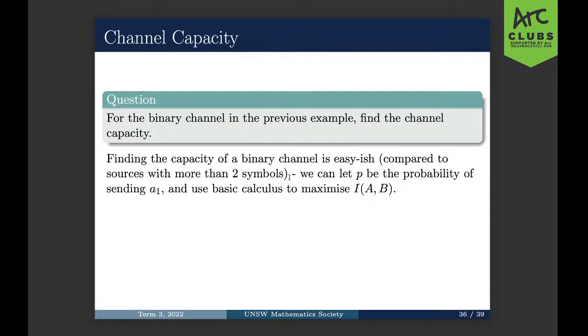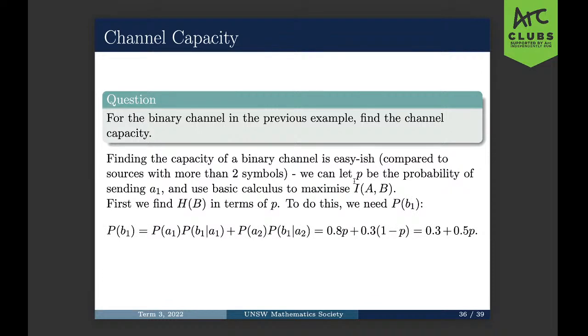To find the capacity of a binary channel, we just let P be the probability of sending one of the symbols, say A1, so that the probability of the other symbol being sent is 1 minus P. Then we can use basic calculus to maximize the mutual information, depending on P. P is really the only parameter that we need to work with, which is easy. It's only single variable calculus.